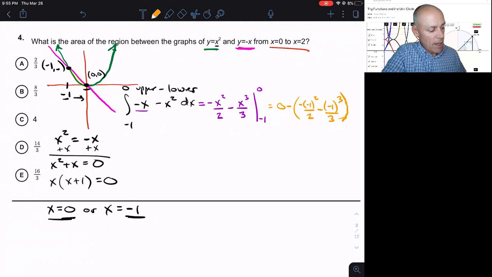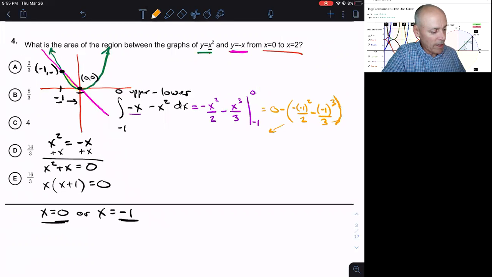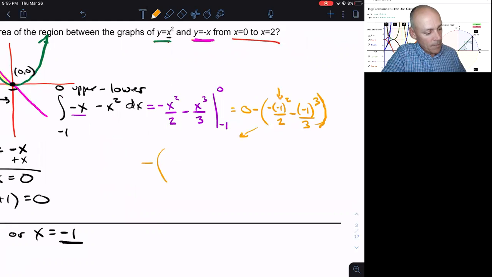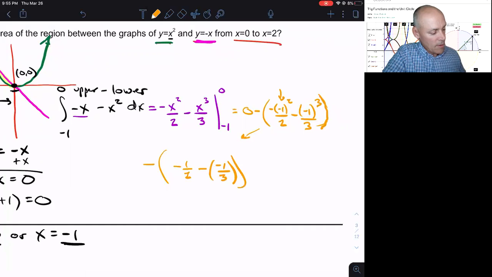Okay. So now when I go to simplify this, because again, this is multiple choice, I have this negative, so let me rewrite this, have my negative sign outside the parentheses. And then, working from inside out, I have -1 squared is going to be 1, but then I have this negative, so that's going to be -1/2 minus -1 cubed is -1, so this is minus -1/3.